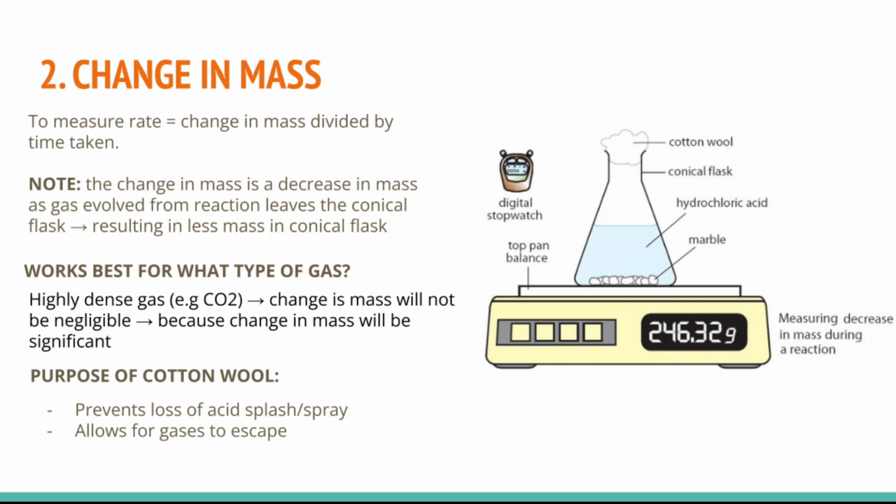But what type of gas works best for this type of technique? Highly dense gases are what's best for this technique, for example, carbon dioxide. This is because the change in mass will not be negligible. Let's say carbon dioxide is produced in a reaction and escapes the conical flask. This means that there will be a more significant change in mass.